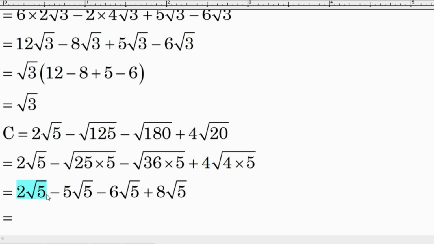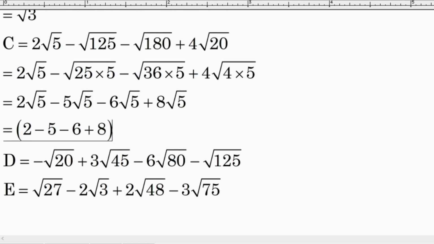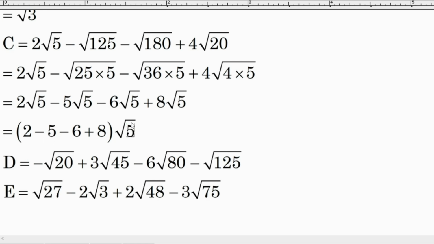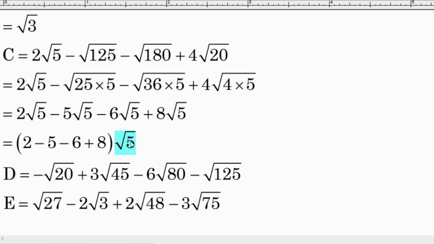Okay, so let's move on. We have 2 square root of 5, and then minus 5 square root of 5, and then minus 6 square root of 5, and then plus 8 square root of 5. So we also have the same radicals, which is square root of 5. So then we can factor square root of 5. We get 2 minus 5, and then minus 6, and then plus 8, and then we can put square root of 5 behind the bracket. It doesn't matter if you put these radicals in front of the bracket or behind it. It's still the same because it is a multiplication sign.